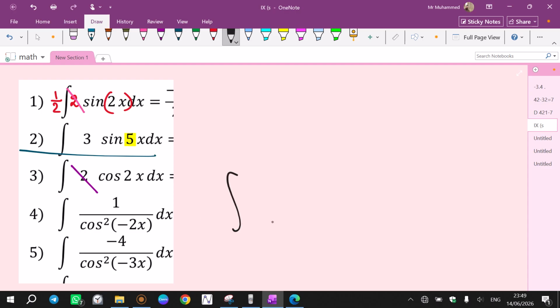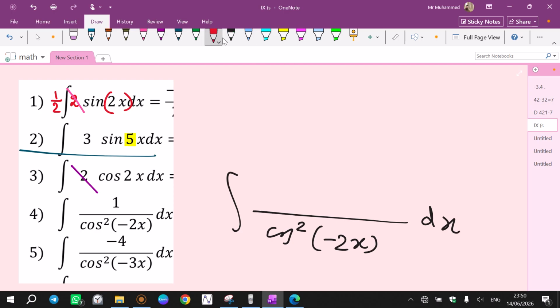Integral of 1 over cosine squared negative 2x dx. The derivative of inside is negative 2. I need to write here negative 2. This negative 2, I wrote it. It was not originally here. Then I need to keep the balance by writing 1 over negative 2 outside the integral. What happened to the 1? 1 times anything is the same. So negative 2 times 1 is just negative 2.